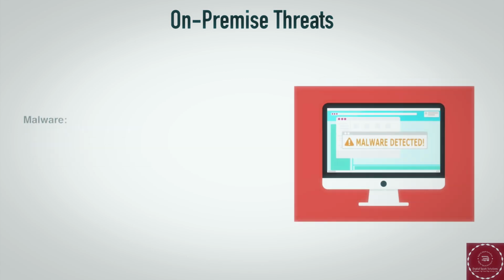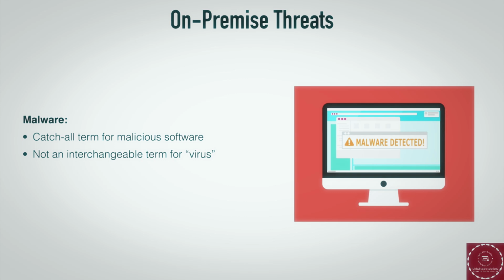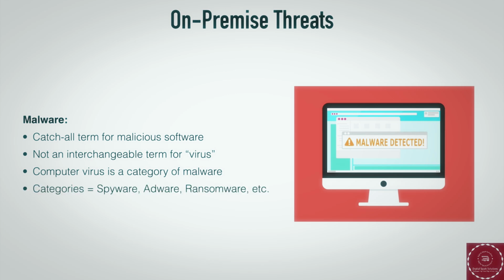First, let's discuss the term malware. This is a catch-all term used to describe malicious software. Many use this word interchangeably with the term virus, but this isn't exactly correct. A computer virus is actually a type of malware. There are many categories, including, but not limited to, spyware, adware, ransomware, and of course, viruses.